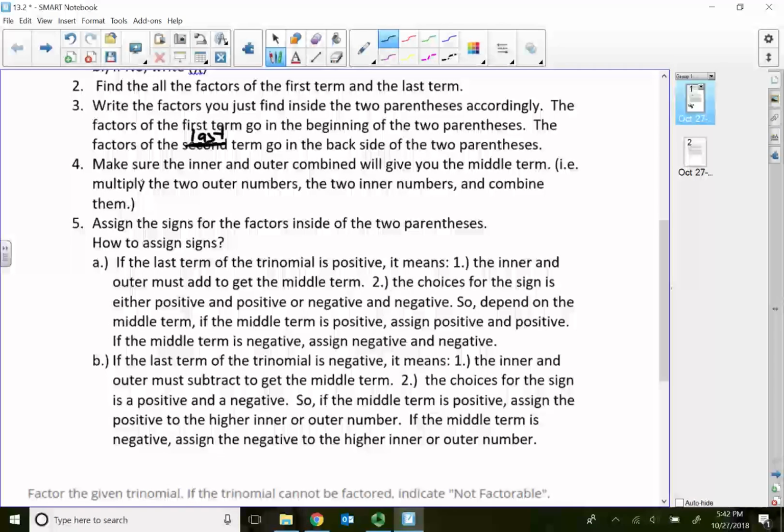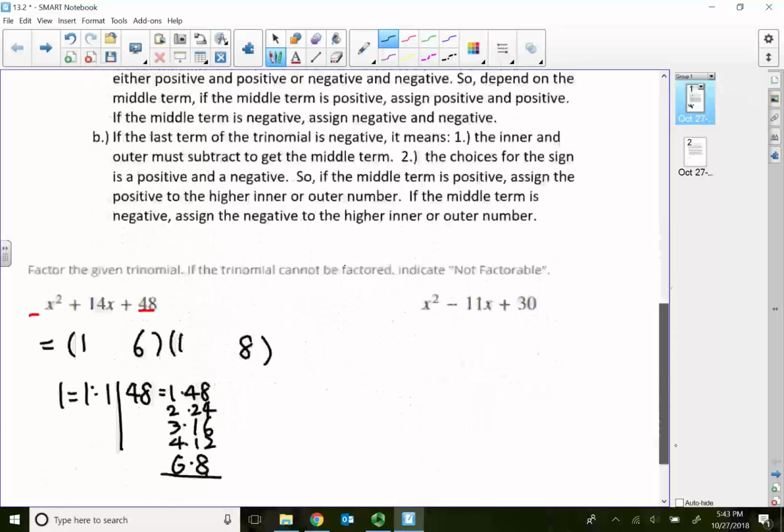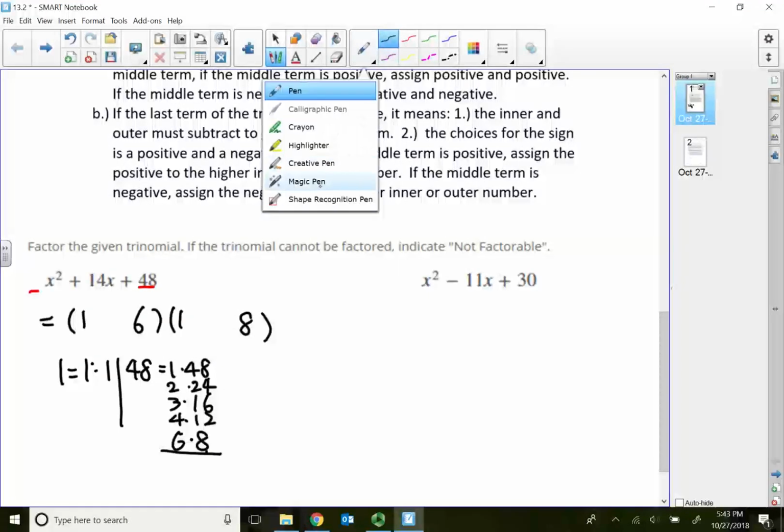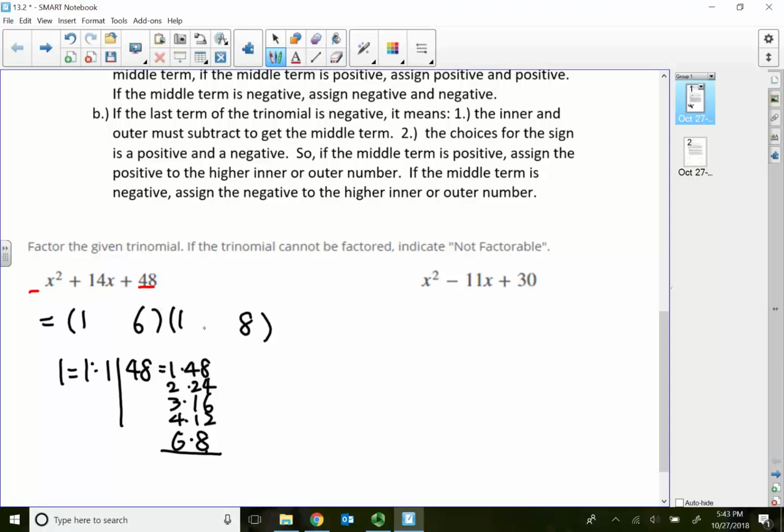Step number 4: make sure the inner and the outer combined will give you the middle term, i.e., multiply the two outer numbers and the two inner numbers and then combine them. This is where the FOIL method backwards comes in. Inner and outer combined is how we got the middle term of a trinomial before, so we're just doing this backwards. We just reverse our procedure.